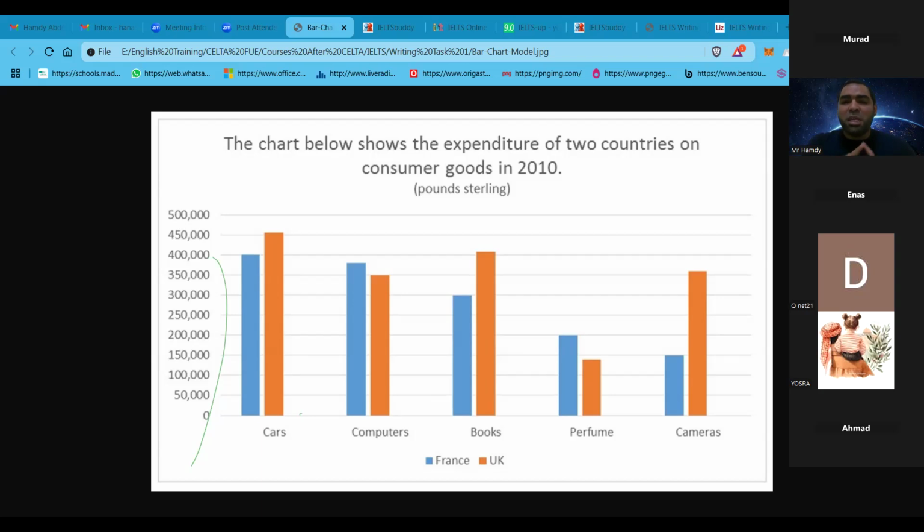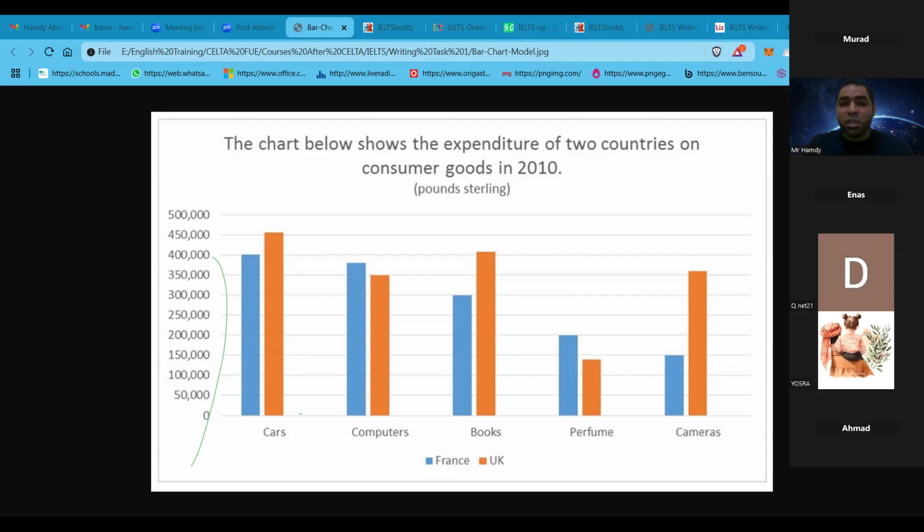So he mentioned the main aspect of the picture itself. Let's move to the second part here. Overall, the UK spent more money on consumer goods than France. This is what you mentioned, Rana. You see, in the period given, both the British and the French spent most of their money on cars. Why? Because he had a look at the main parts of consuming, whereas the least amount of money. This is what I mean.